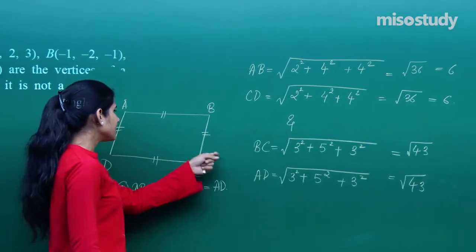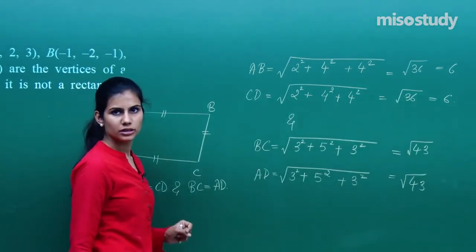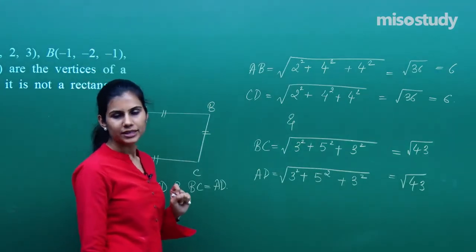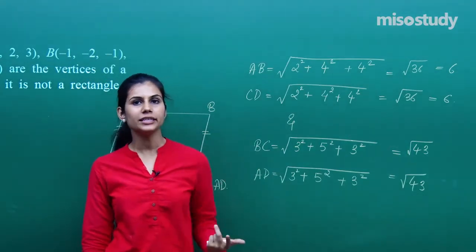But opposite sides are equal in a rectangle also. Right now I have just shown opposite sides are of equal length. This can be a parallelogram or a rectangle.